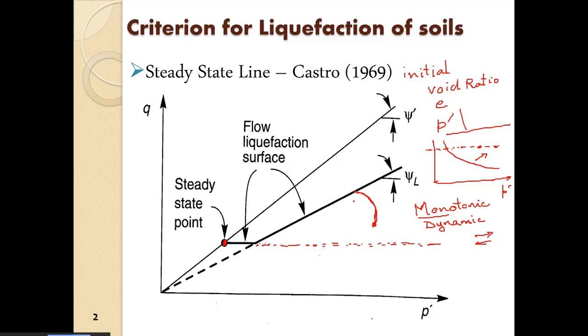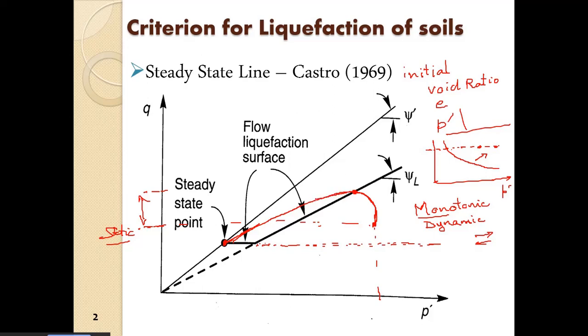right? From this point, which was the initial state of the point, these are the initial static shear stresses, deviatoric stresses, and this was the initial effective confinement. From this point, when we apply a monotonic deviatoric load, this amount of additional load is applied, so it reaches this point. As soon as it reaches this point, flow liquefaction is initiated, and the stress state of the soil comes to this point.